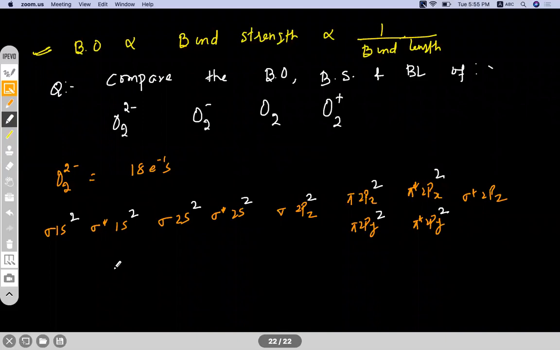So the bond order for O2 2 minus: all these are bonding molecular orbitals, right? 1, 2, 3, 4, 5, 5 into 2. We have 10 electrons in bonding molecular orbitals minus 4 and 4, that is 8, divided by 2, that is 1. Bond order is 1 for O2 2 minus.